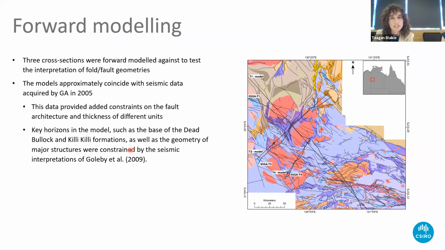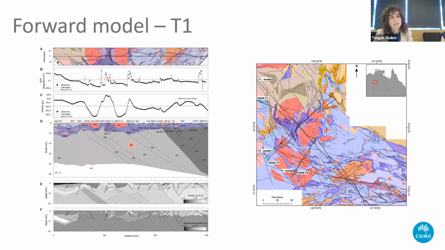So looking at the T1 forward model here, we have a profile of the magnetic data as well as the gravity data, which does cross the Willaura gravity ridge. And these were used or modelled to generate these sections. And down here we have a model of the density for each of the polygons associated with the units depicted in this forward model, as well as the magnetic susceptibility down in this lower portion.